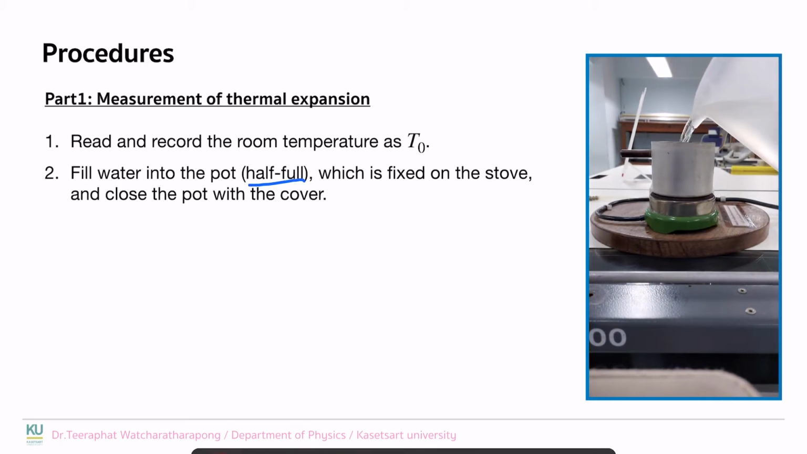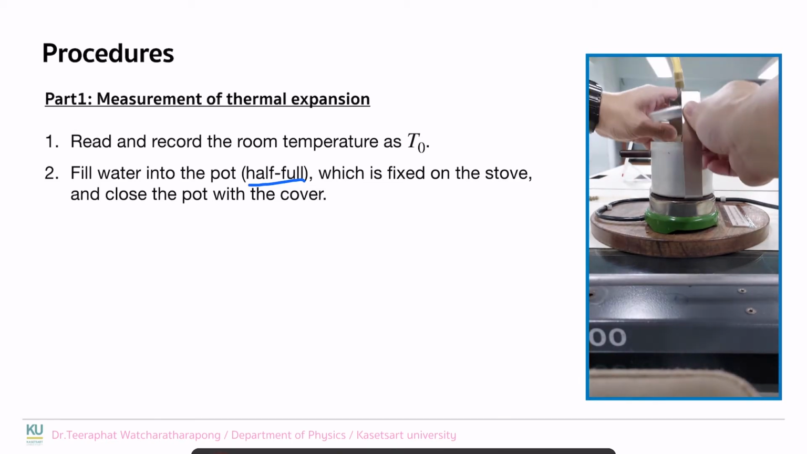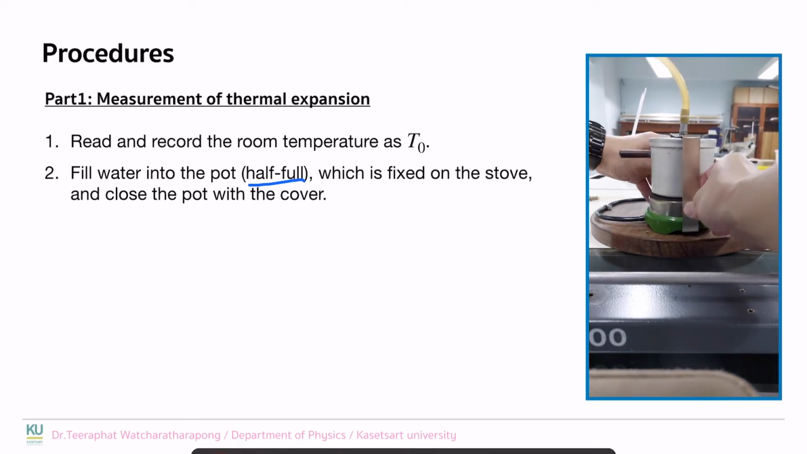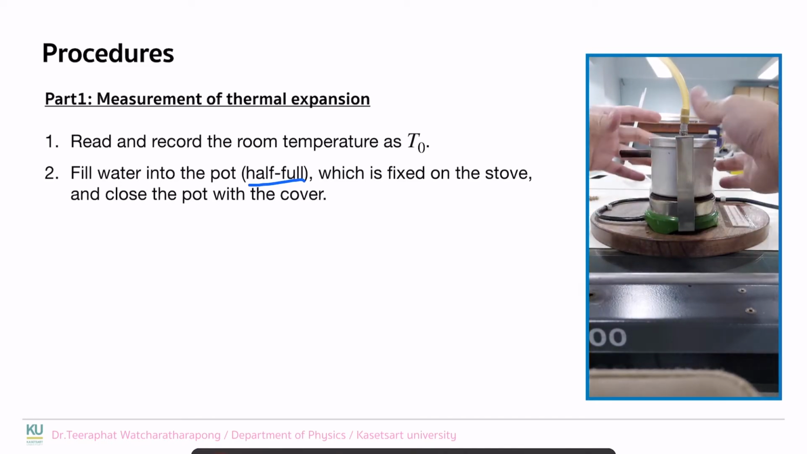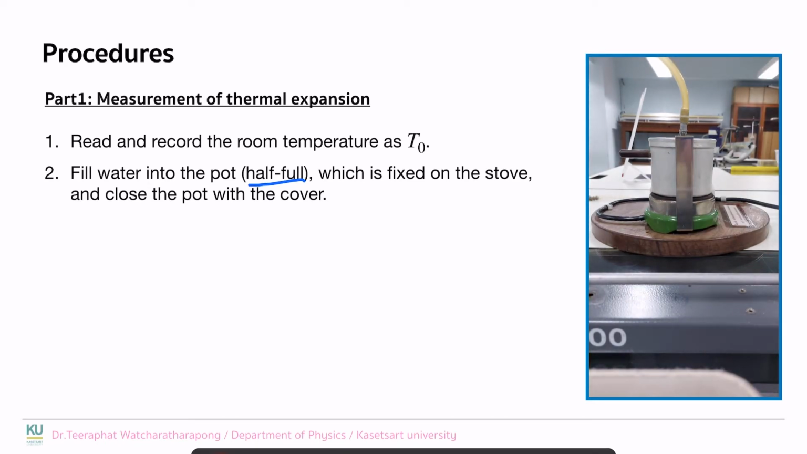As you can see in the video, fill the water only half full, because when the water is boiling, it may spit out of the pot. And then just close the pot with a cover. You can notice that this cover has something that you can fix with the base of the stove to make sure that this pot is not going to move during the experiment.